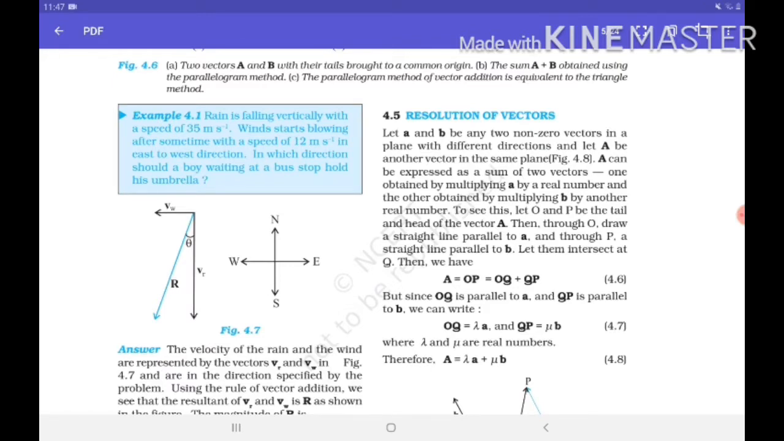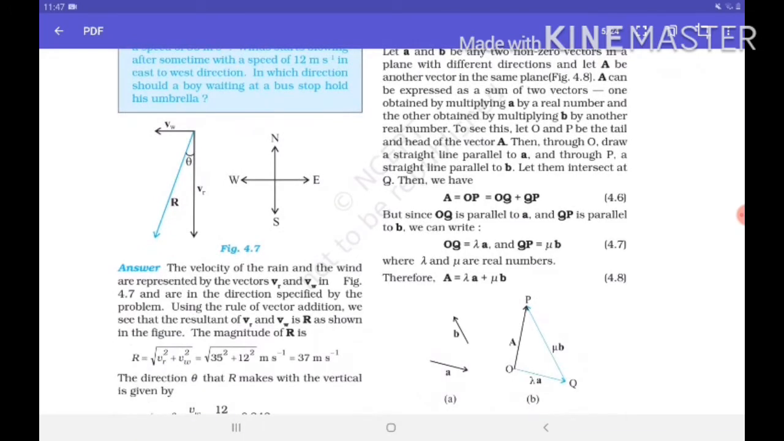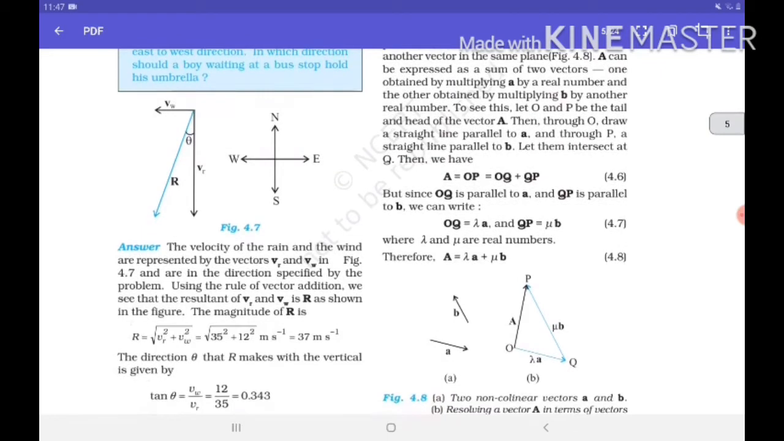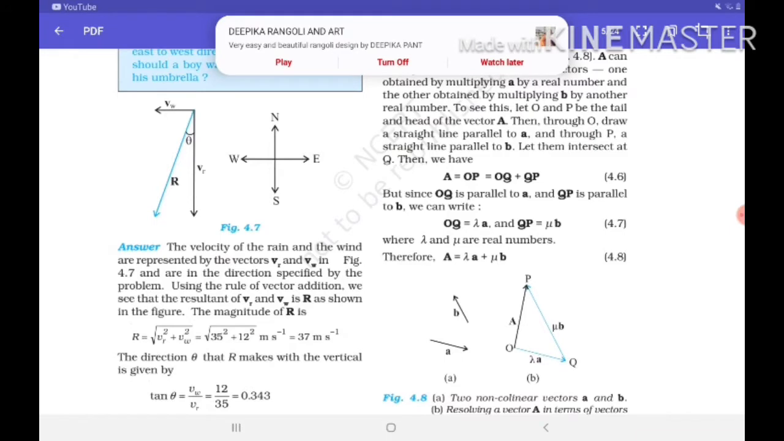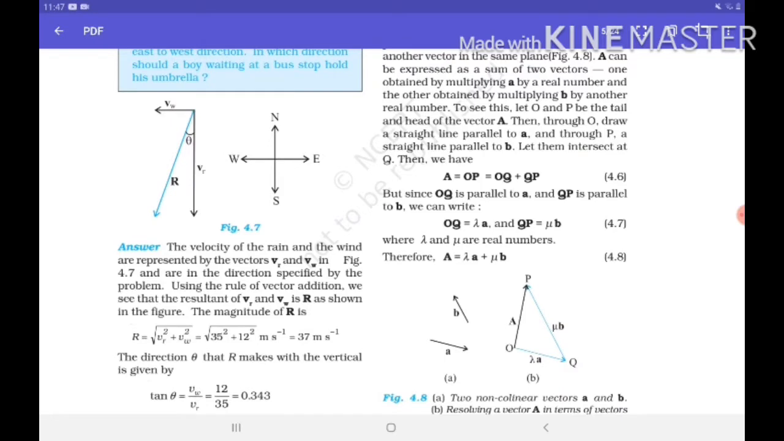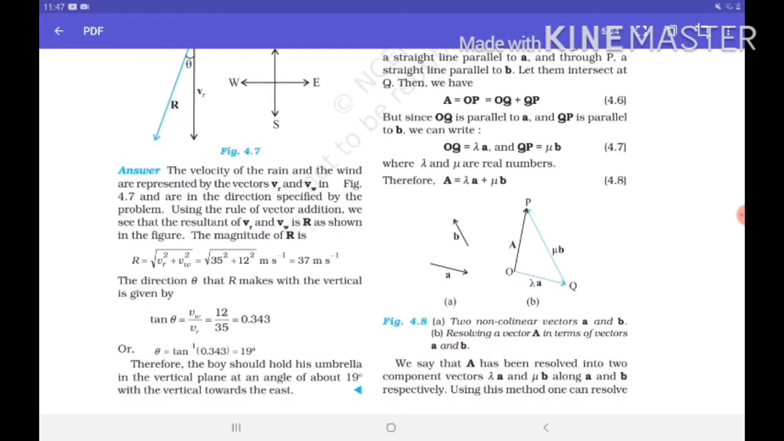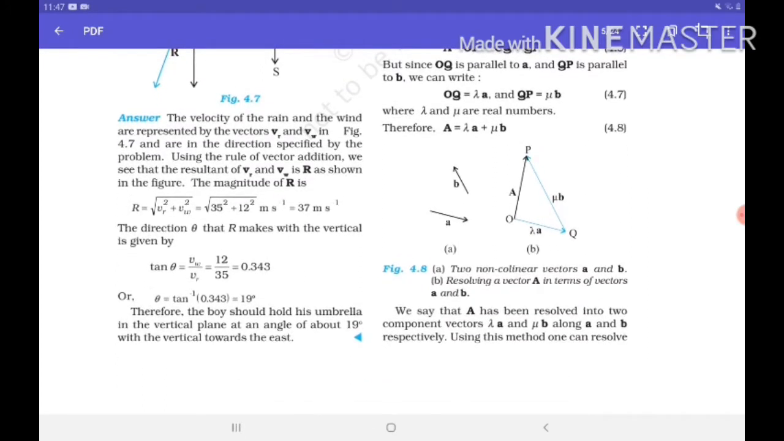To see this, let O and P be the tail and head of the vector A. Then through O, draw a straight line parallel to a, and through P, a straight line parallel to b. Therefore, A = OP = OQ + QP. But since OQ is parallel to a and QP is parallel to b, we can see that OQ = λa and QP = νb. Therefore, A = λa + νb.